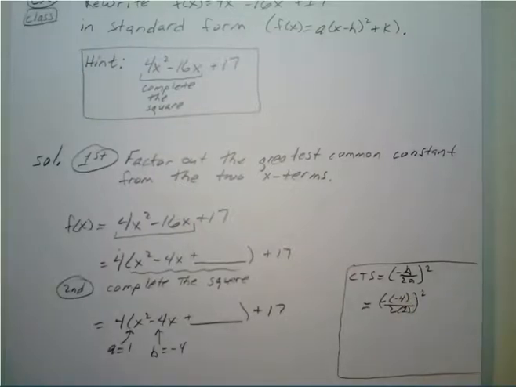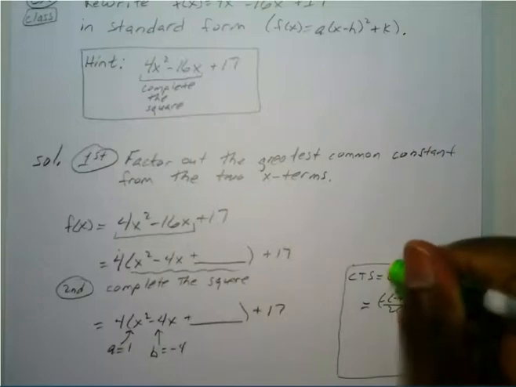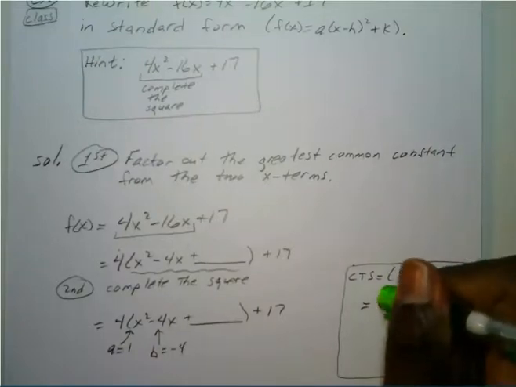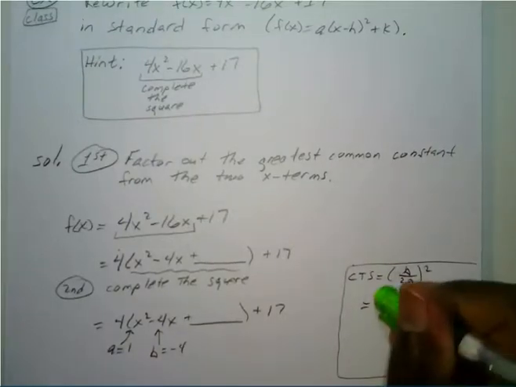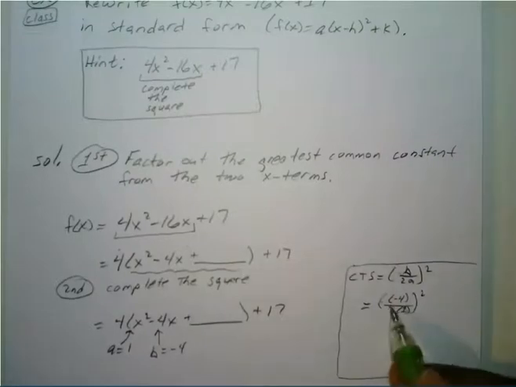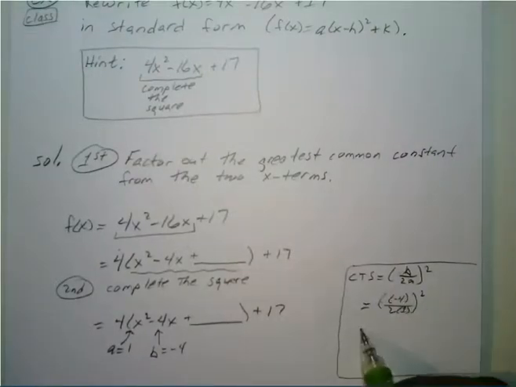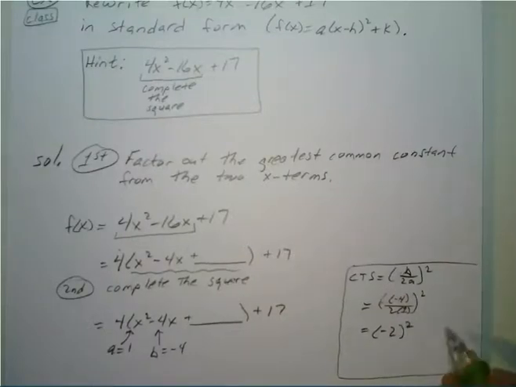Oh, that's not negative. I'm thinking of the vertex. This is just b over 2a squared. There we go. Okay, so for completing the square, you have negative 4 divided by 2, which is negative 2 squared. And that's equal to 4. Okay, so you want to remember this, that negative 2. And I'll show you why.